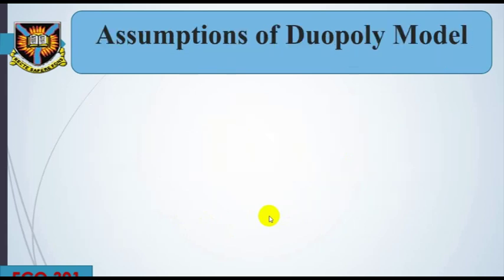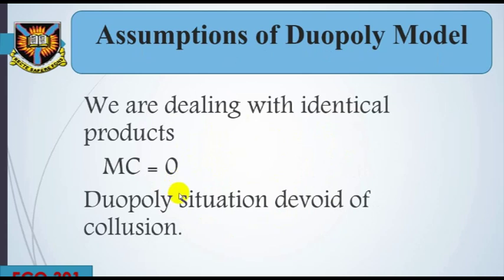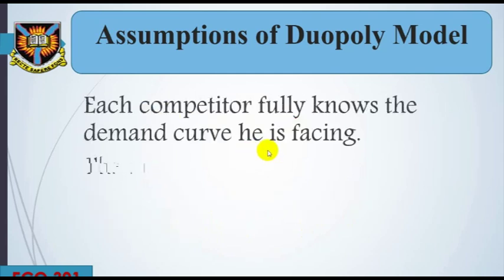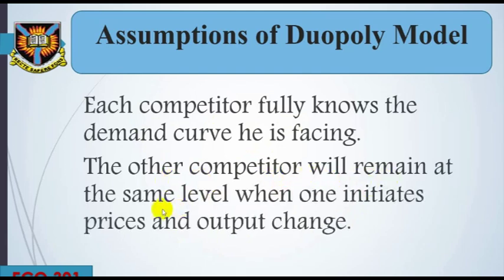Assumptions of the duopoly model. 1. We are dealing with identical products. 2. MC is equal to 0. 3. The duopoly situation is devoid of collusion. 4. Each competitor fully knows the demand curve he is facing. 5. The other competitor will remain at the same level when one initiates price and output changes.